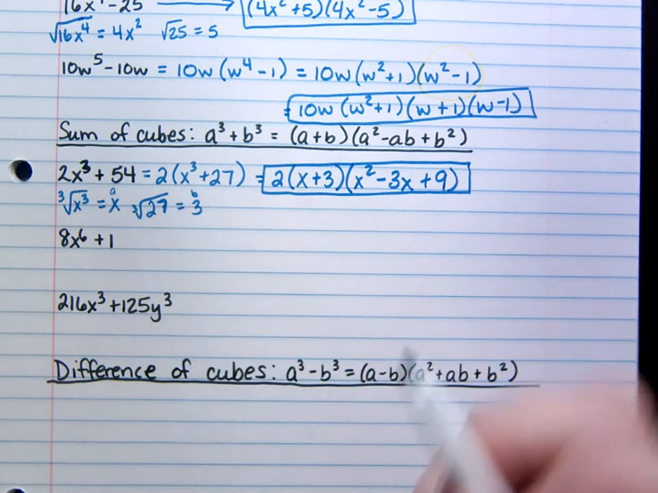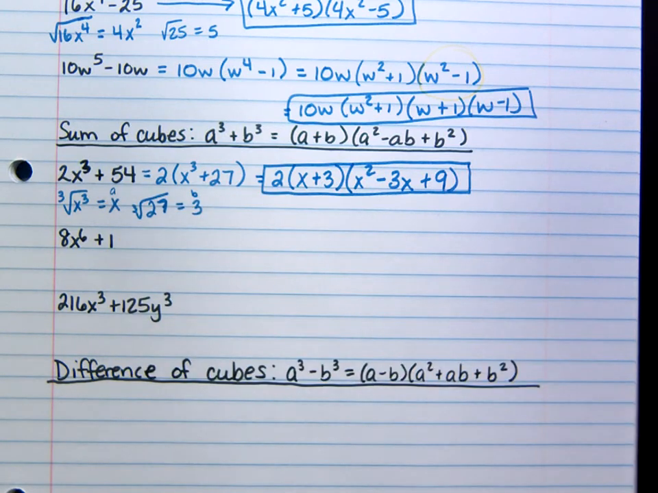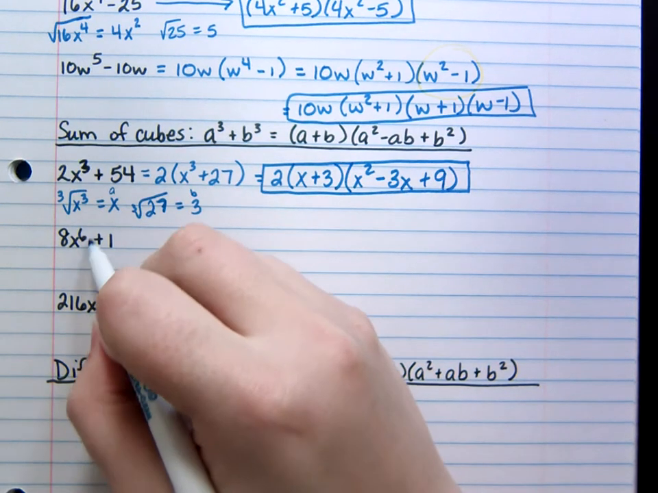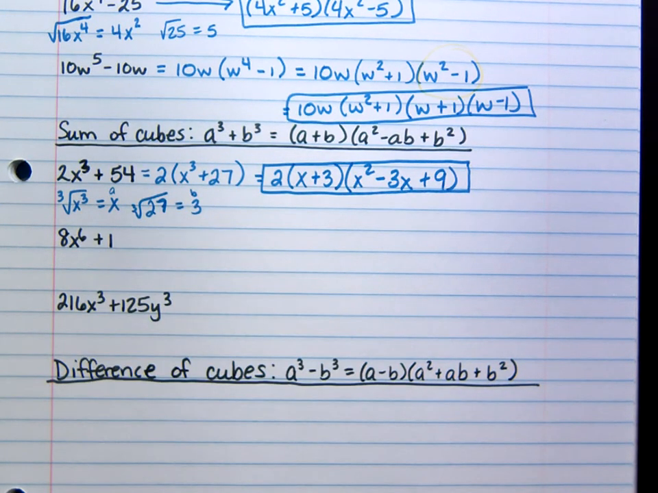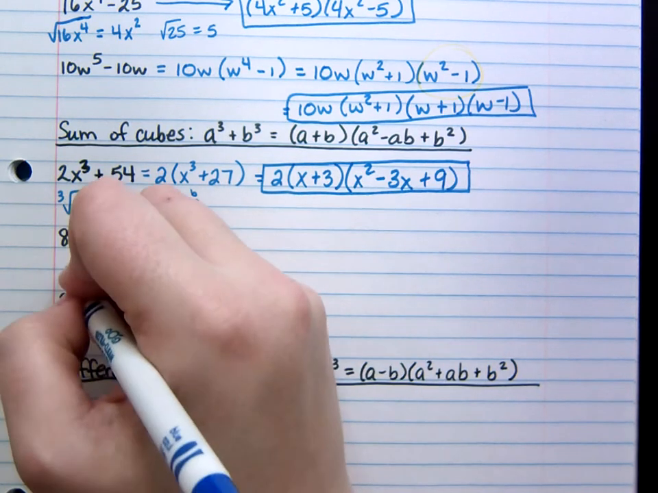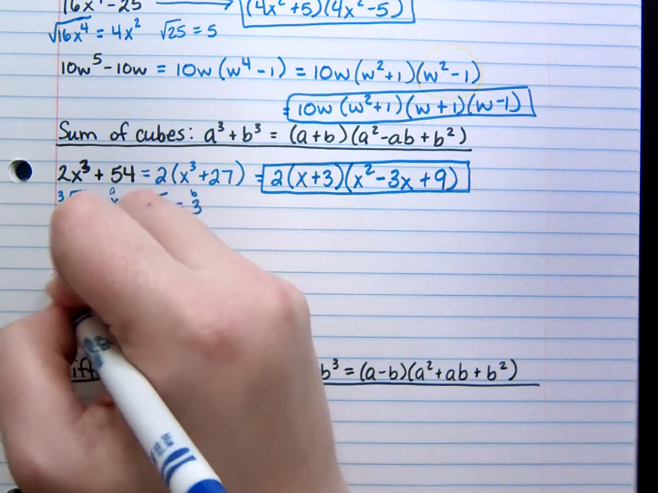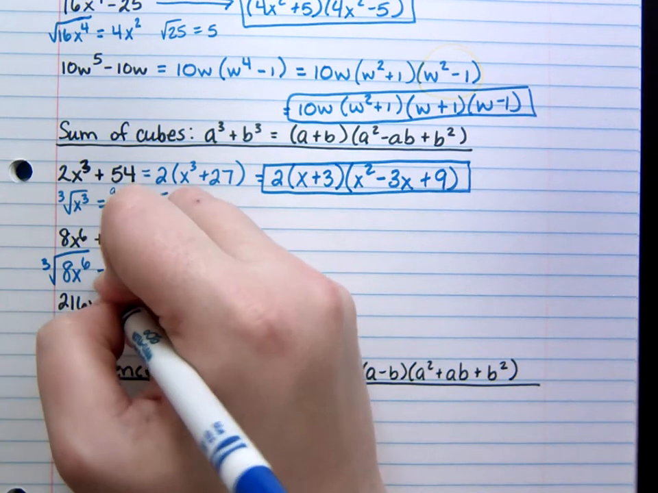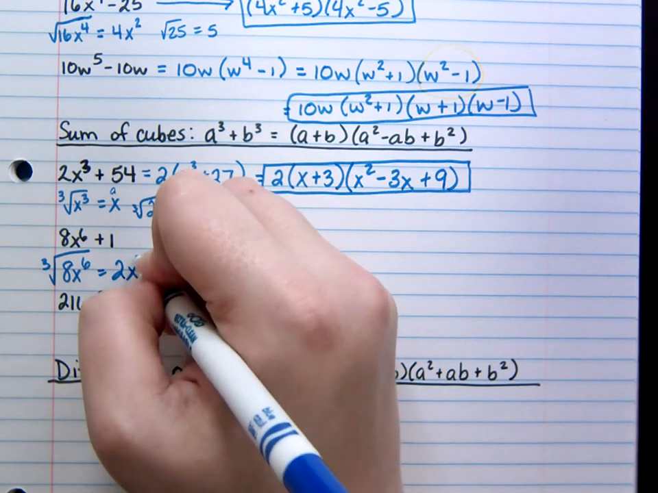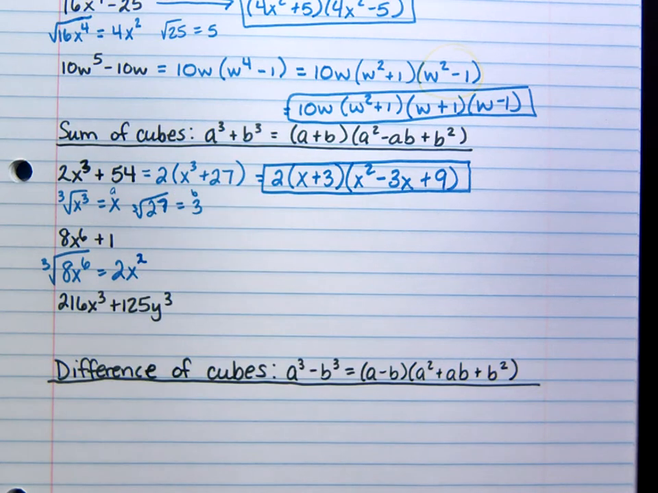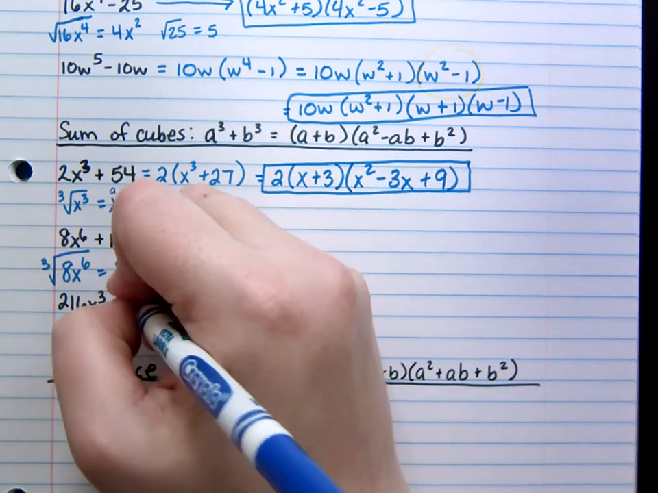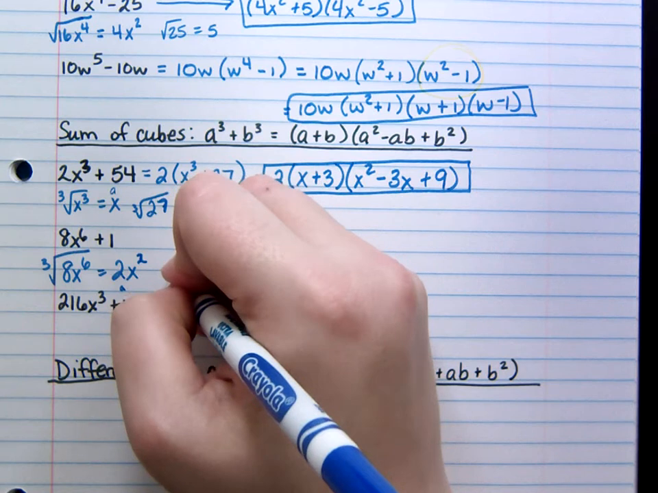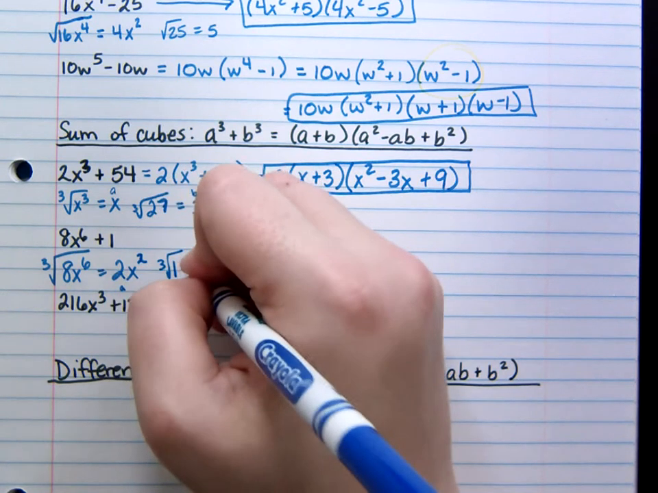Now, anytime you have an exponent that's divisible by 3, it is going to be a perfect cube. Basically, you're just going to have to divide the exponent by 3. So, for instance, if I take 8x to the 6th and cube root it, I'm going to get 2x to the second, because 6 divided by 3 is 2. So that's my a term. For my b term, cube root of 1 is 1, so that's b.